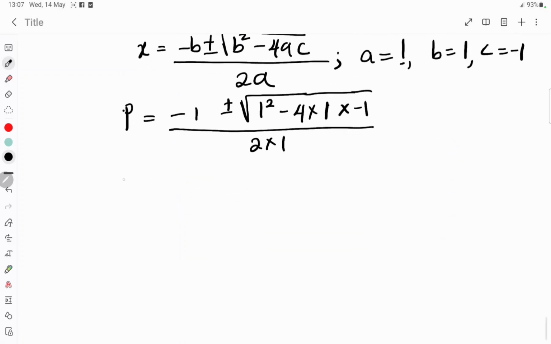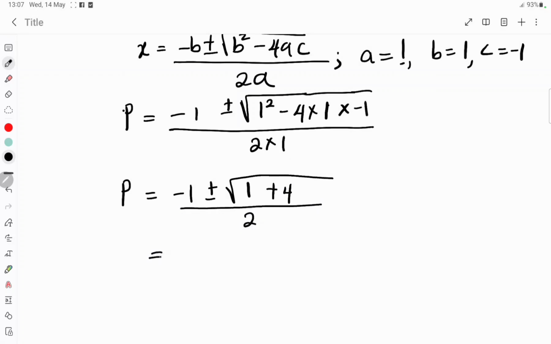Good. On knowing this, you see that p is equal to minus 1 plus or minus the square root of 1 squared, which is 1, then minus 4 times 1 is minus 4, minus 4 times minus 1 is plus 4, then divided by 2. And this is the same thing as minus 1 plus or minus the square root of 1 plus 4, which is 5, divided by 2. Okay, that's the value for p.